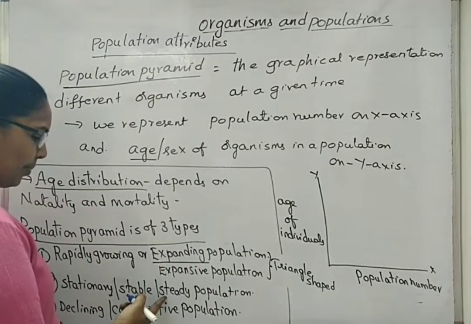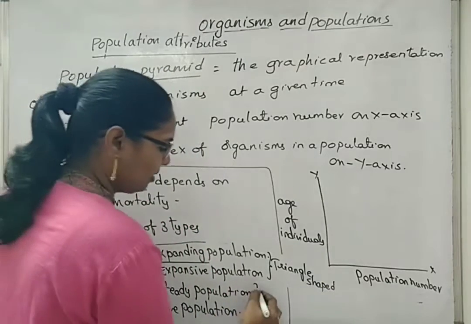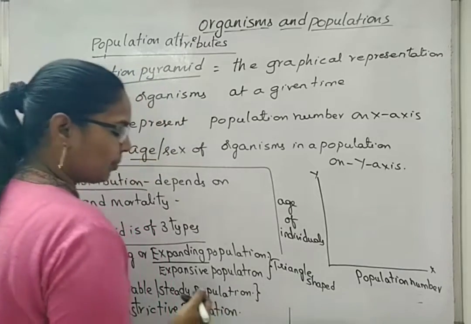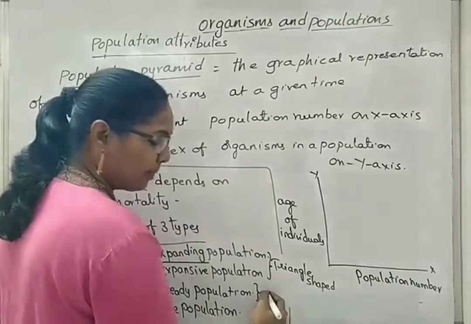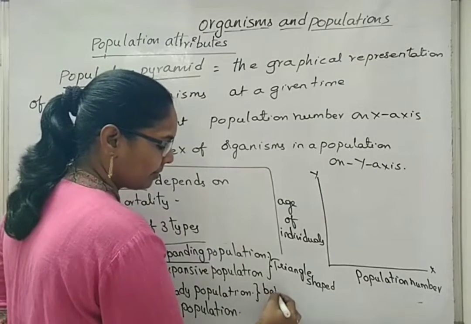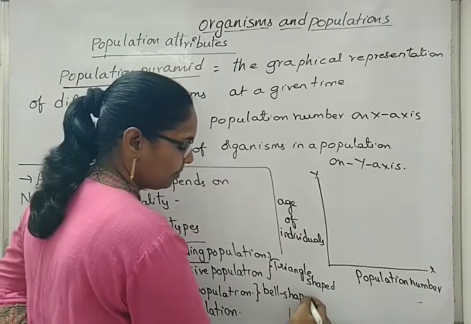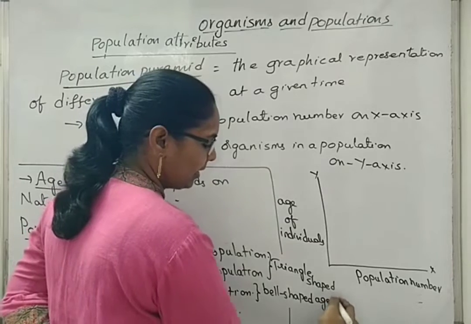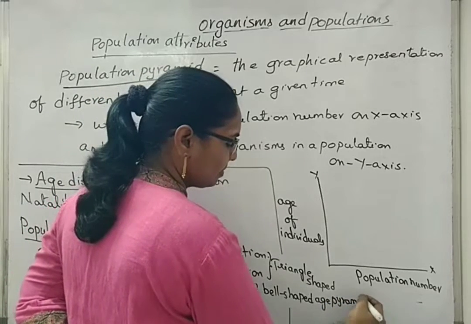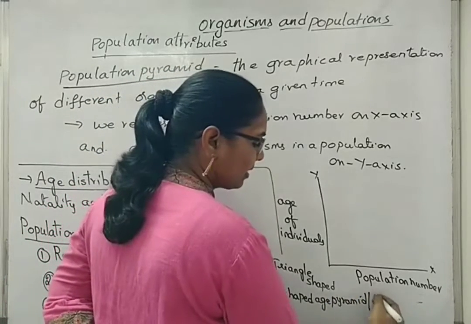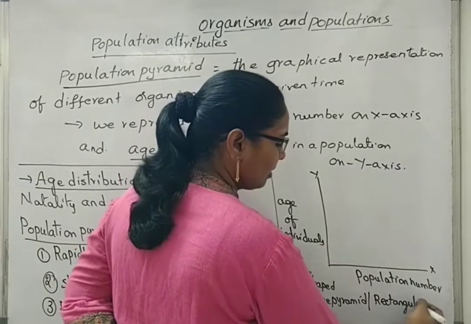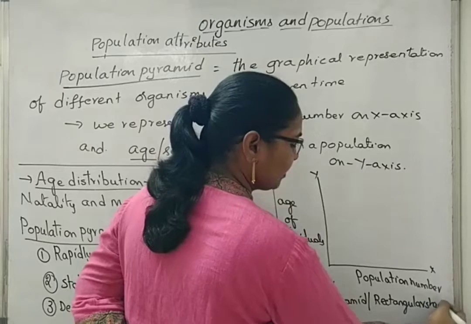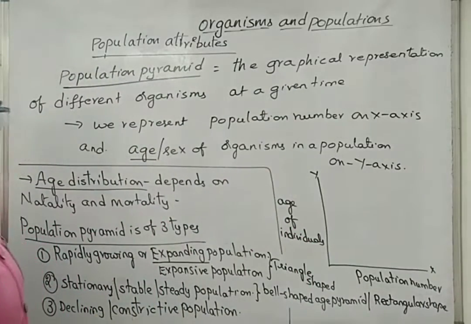Next, steady population or stable population. This type of population expresses a bell-shaped age pyramid, or rectangular shape of the pyramid.